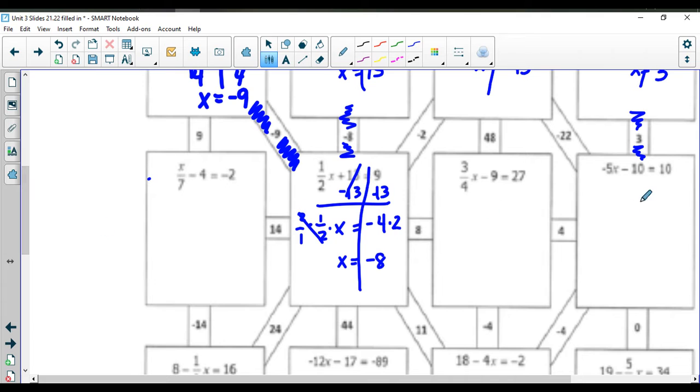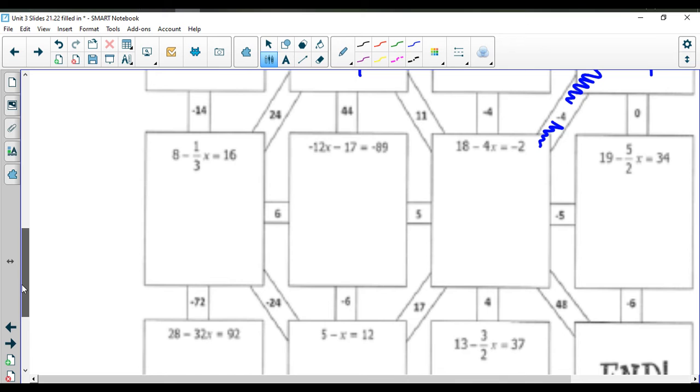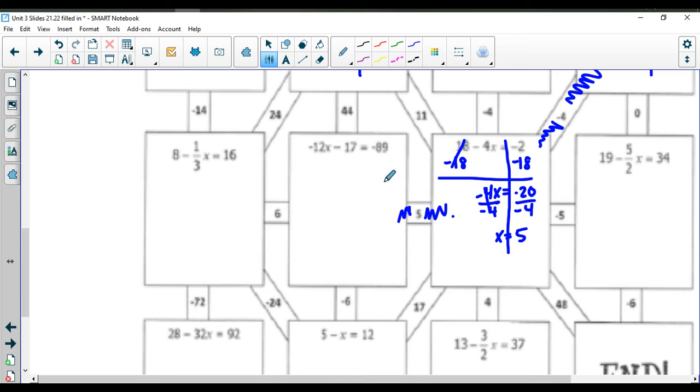So I'm going to add 10 to both sides first. And I'm going to have negative 5x equals 20. Let's cancel. Divide by negative 5. And I'm going to get x equals a negative 4, which takes me down on this diagonal down over here. Getting closer to the bottom. This is a rule buster, so I'm going to subtract that 18. I'm going to have negative 4x equals negative 20. Divide by negative 4 on both sides. X equals 5. That looks like it's taking me over here.